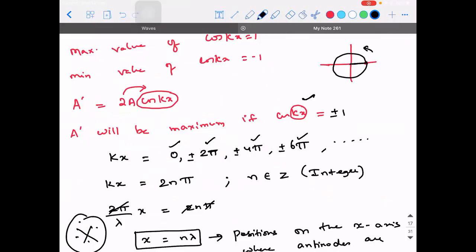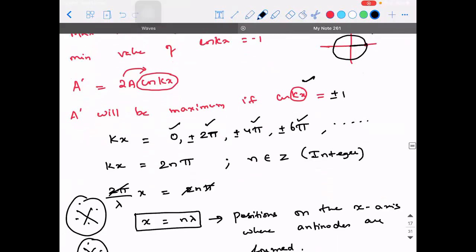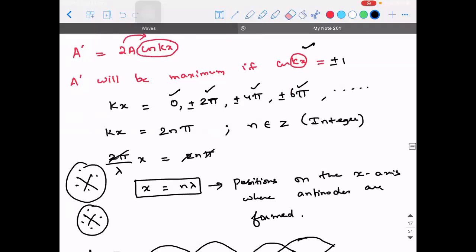You will get 0, 2 pi, 4 pi, 6 pi under what scenario? When the value of cos kx is equal to 1. Similarly, tell me what will happen when the value of cos kx is equal to -1. What are all the angles for which cos kx will be -1? 270, sir. No, it is 180. So angles will be 0. So cos 0 is 1. Cos plus or minus pi is how much? Cos pi is -1. Cos of minus pi is also -1.